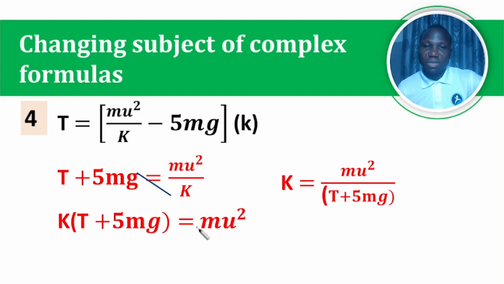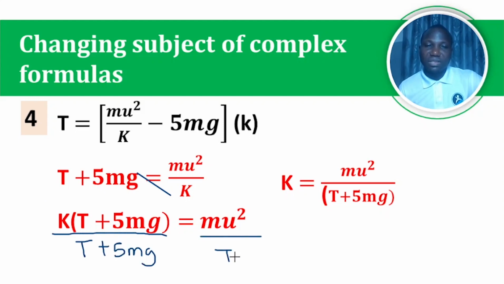We're almost there. Now look at this, this is my target. I'm trying to target letter k, and look, the letter k is being multiplied by this expression. So how do I remove this expression? I will do the opposite of multiplication, which is division. Very good. So we divide both sides by t plus 5mg. So this will cancel this. So we now have k is equal to mu squared over t plus 5mg.